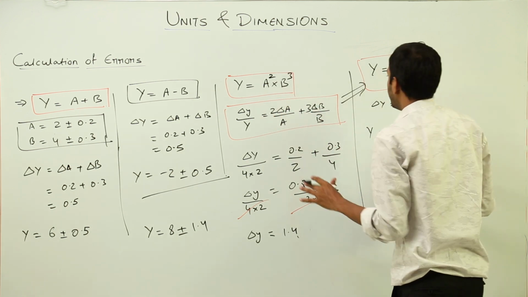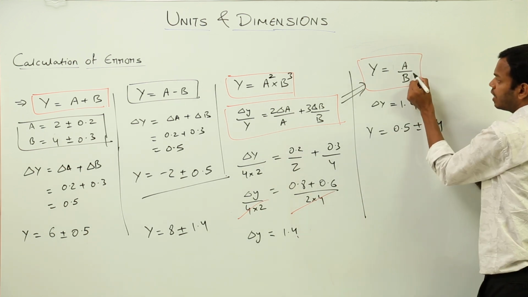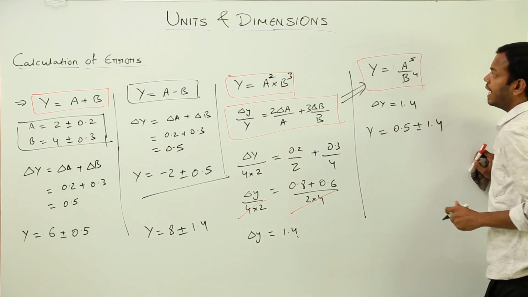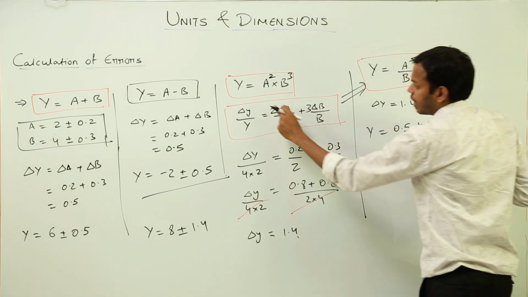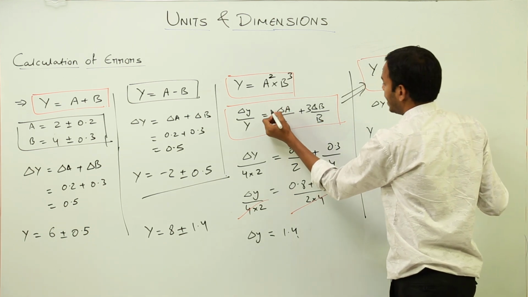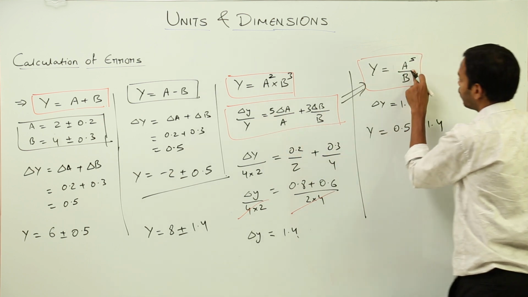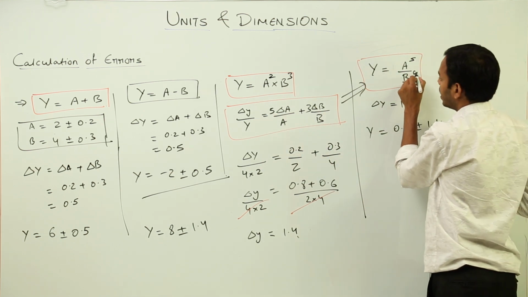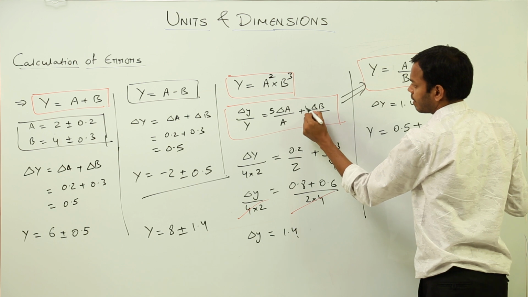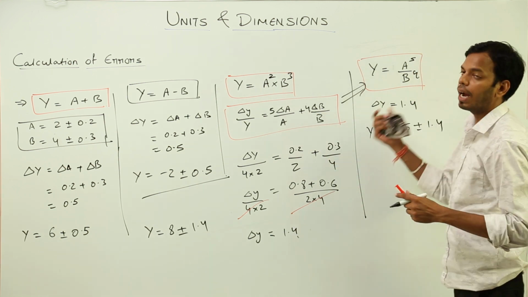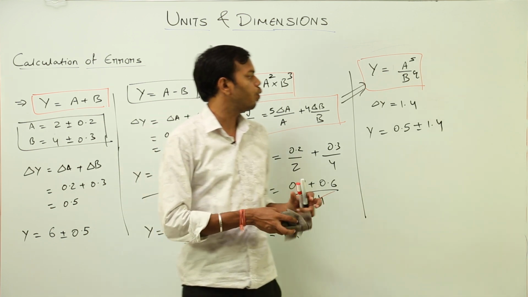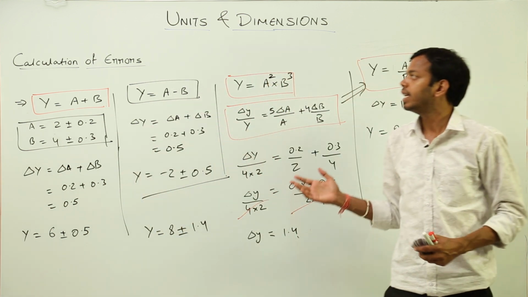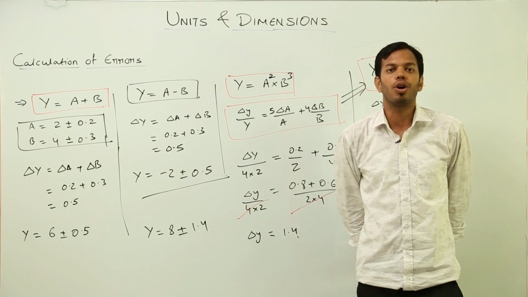Simple. Even if it is a case of division, let us say this is 4 a raised to power 5 divided by b raised to power 4. So this 5 will be in front of a and this 4 will be in front of the b. That means the powers are multiplied with the error values. This is how we calculate the errors in the corresponding equations.